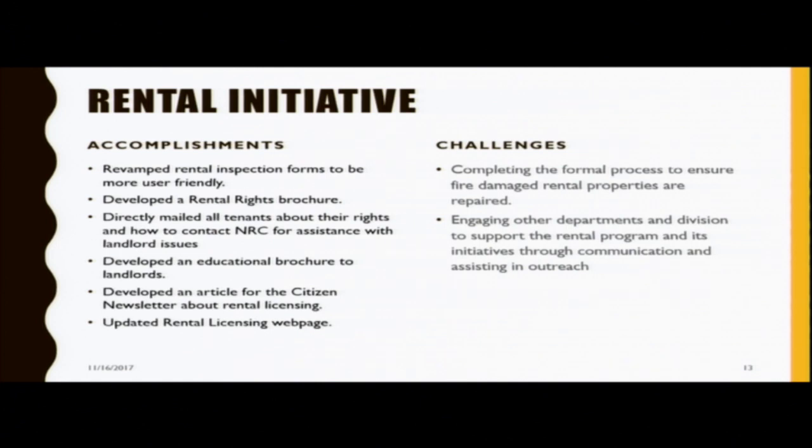Ever since state law changed, that's been kind of a barrier for us. So we're working a lot on communication there. On one of the challenges, we're still needing to engage other departments and divisions to support the rental licensing program, mainly through communication, education, and initiatives to assist with outreach.